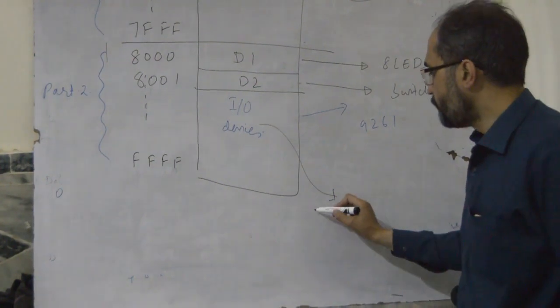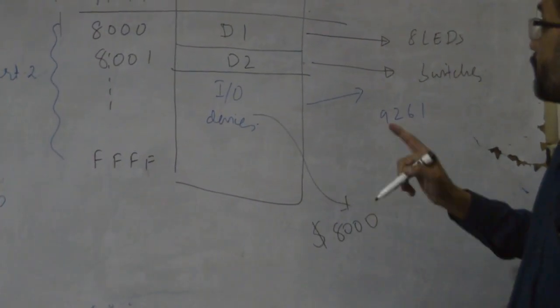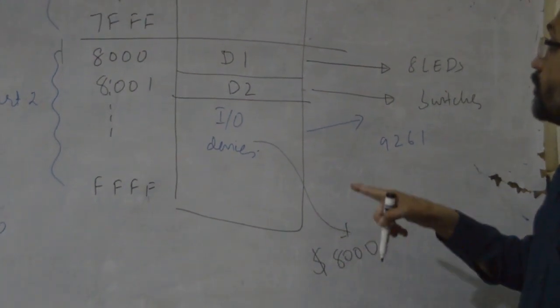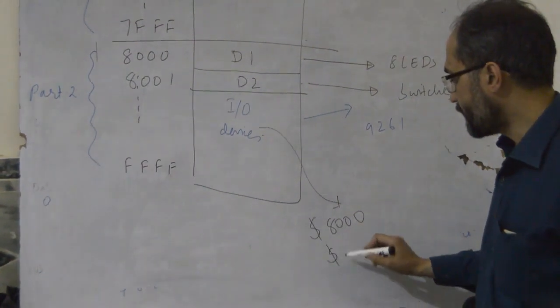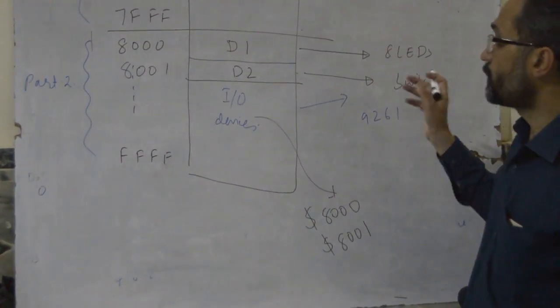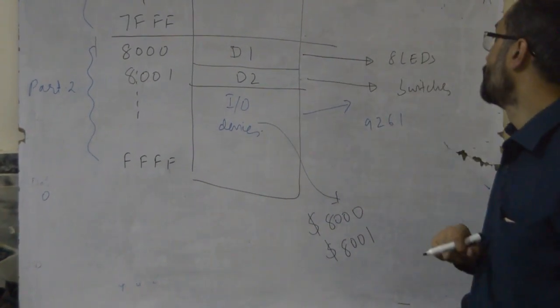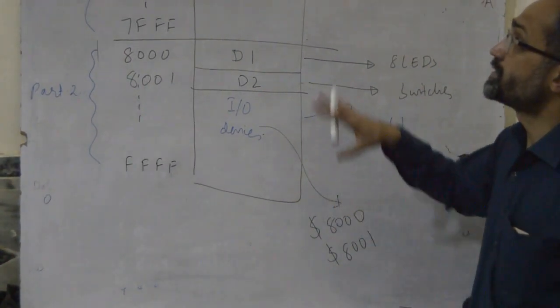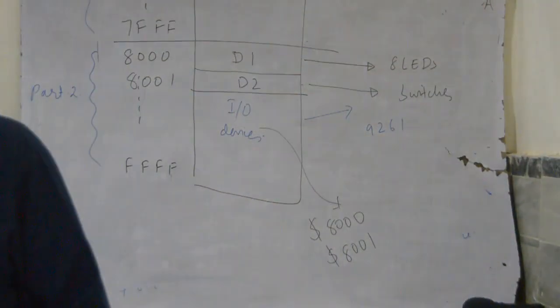If we mention the address 8000, it means that the microprocessor wants to write some data on the LED. And if we mention the address 8001, the microprocessor wants to read some data from these switches, and there may be 8 switches connected in part 2. So this is an example of memory mapped I/O.